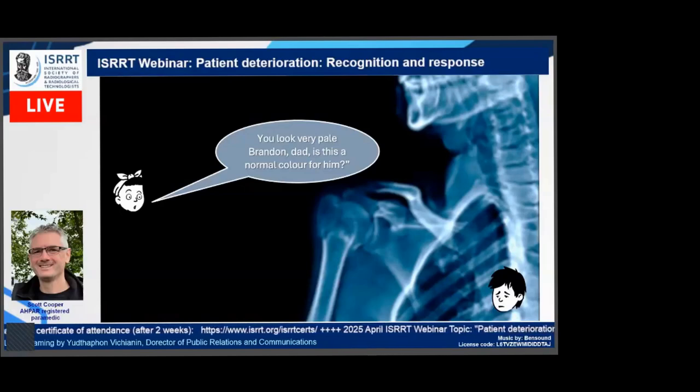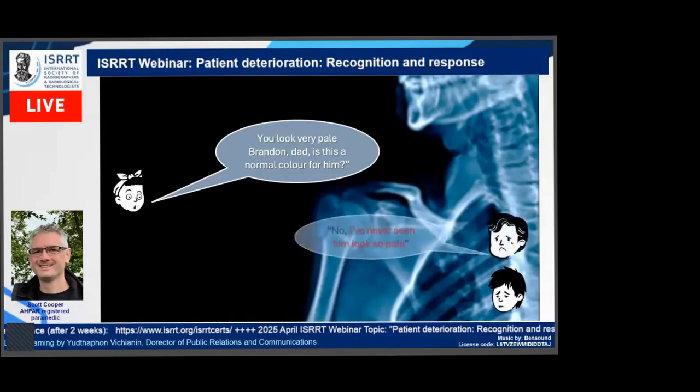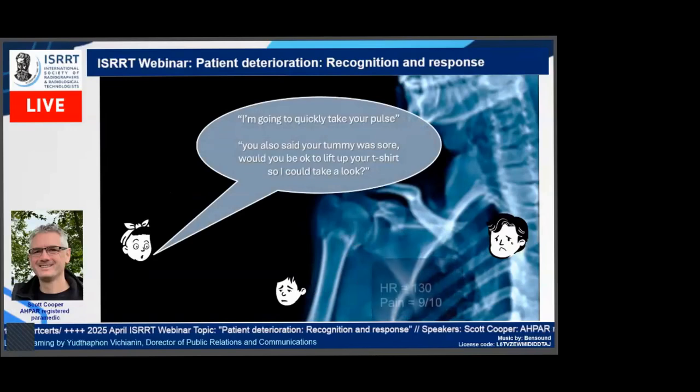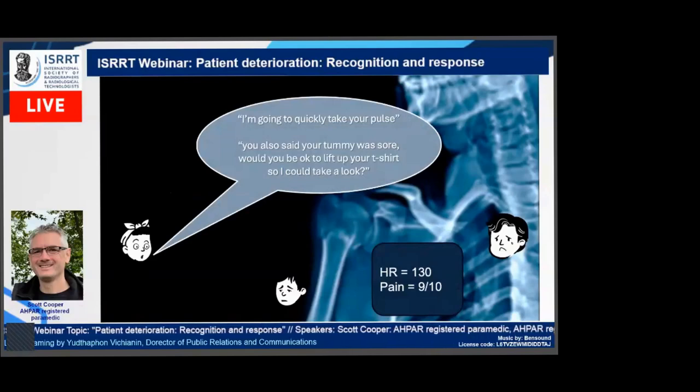She asks his dad whether he normally looks this pale, because establishing a baseline can sometimes be important, and he explains that he's never seen him look so pale. So what she does is she takes his pulse, and because he said his tummy was sore, she asks him to lift up his t-shirt and takes a look. She finds his heart rate is 130 and his pain's 9 out of 10. And this is actually based on a real case that occurred in the hospital where I work, where this injury was missed on initial presentation.